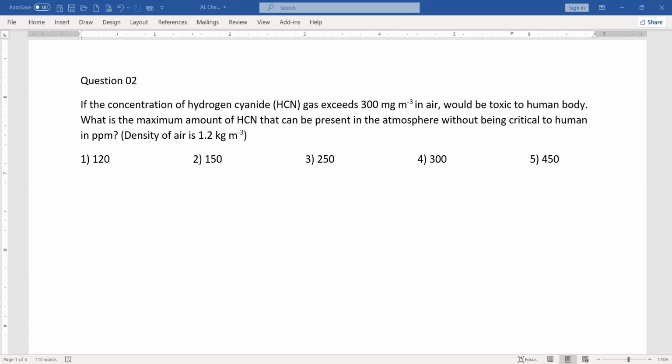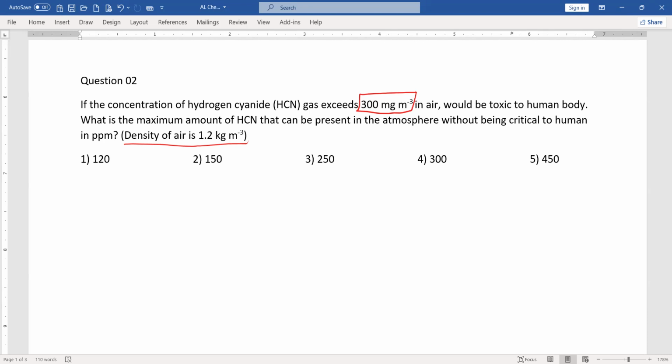The amount of HCN present in air is actually limitless because we cannot think about the amount without the volume, which we need to consider. So it says that it is limited, to calculate the amount in 1 cubic meter. And the mass of 1 cubic meter is given as 1.2 kilograms as the density.